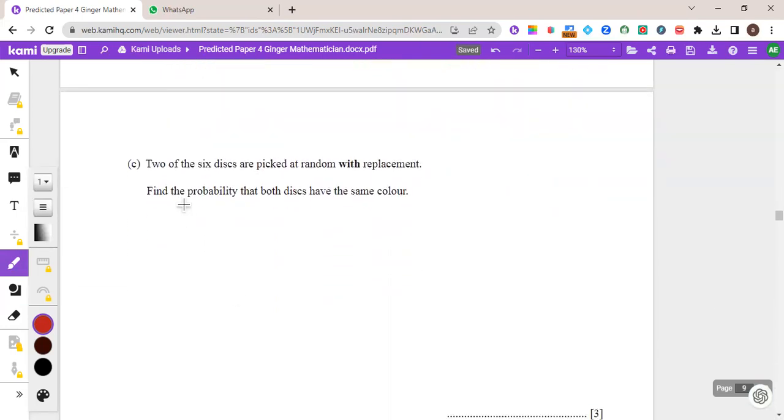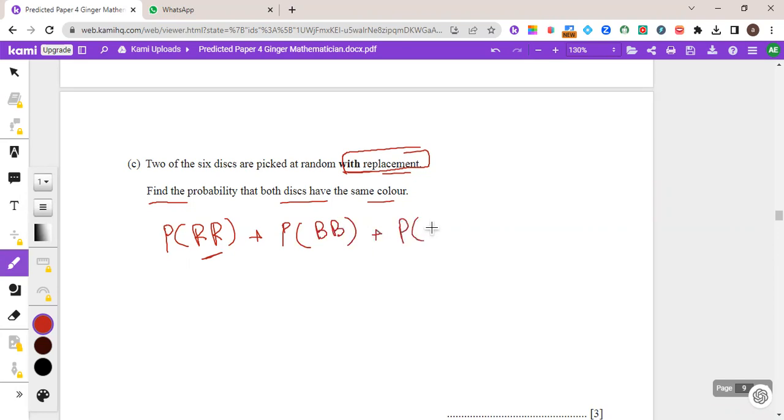2 of the 6 discs are picked at random with replacement. Find the probability that both discs have the same color. See here, I can replace the disc one time, so the second one can be red this time, because I can replace it. So I will do the same, but this time I will put the red: 1 over 6 multiplied by 1 over 6.